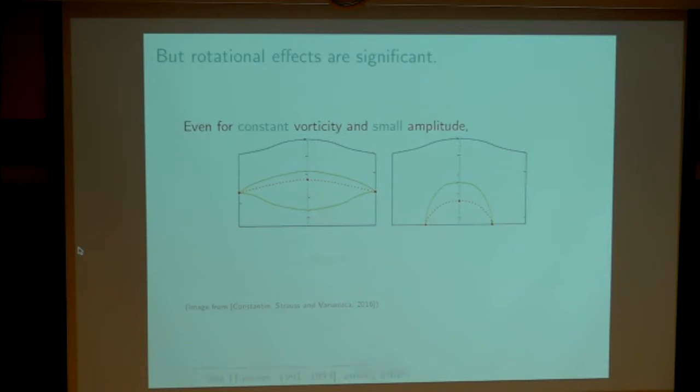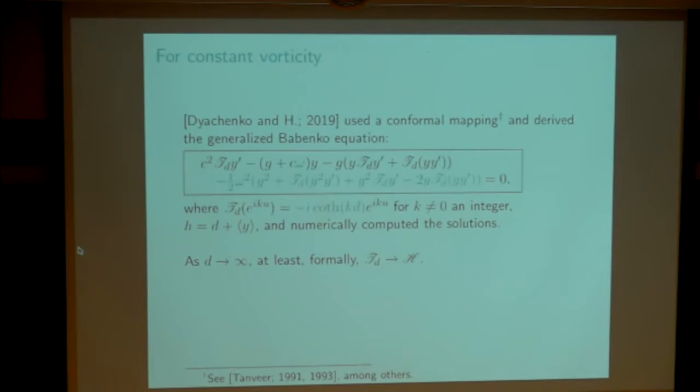And in a recent and ongoing project, my postdoc Sergey Dyachenko and I took the conformal mapping techniques to generalize Babenko's equation for the zero vorticity and infinite depth case to allow constant, non-zero vorticity and possibly a finite depth. And the result is here in the box.